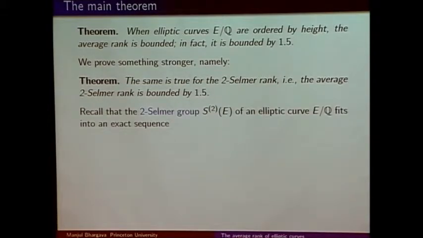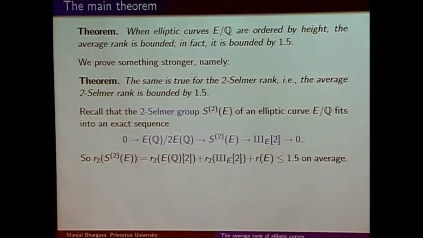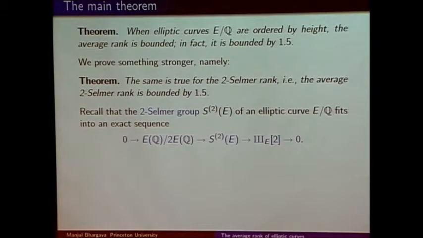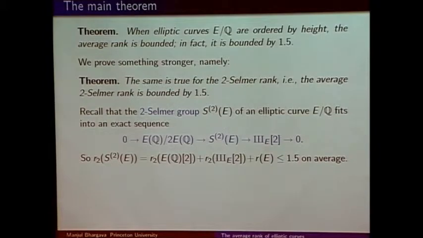Just to remind you, Carl already explained this nicely, but the 2-Selmer group of an elliptic curve fits into an exact sequence like this. So the 2-Selmer group is in the middle. It's kind of a combination of E(Q) mod 2E(Q), and the 2-torsion in Sha. And so by getting a bound on the rank of the 2-Selmer group, you end up getting the same upper bound for each of the two things on the two sides of the Selmer group, namely E(Q) mod 2E(Q), and the 2-torsion in Sha.